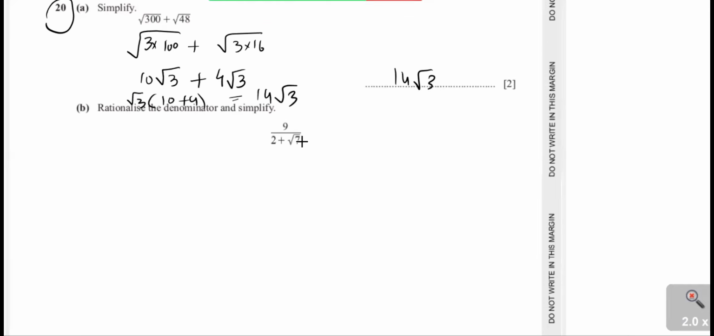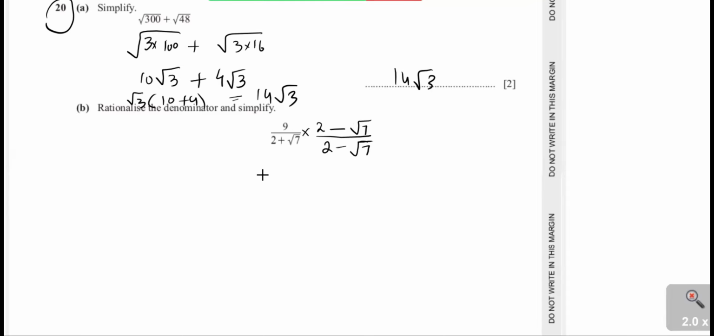Next part B, rationalize the denominator and simplify. To rationalize this denominator, we will multiply and divide this fraction by the conjugate of this expression 2 plus square root 7. The conjugate of 2 plus square root 7 is 2 minus square root 7. We will multiply and divide this fraction.